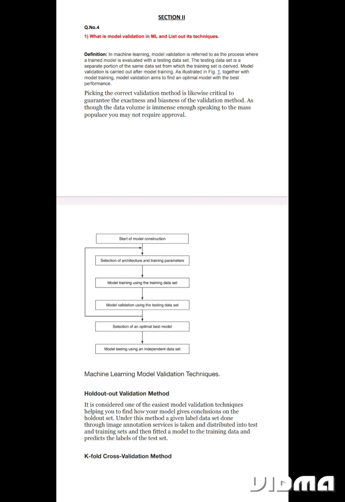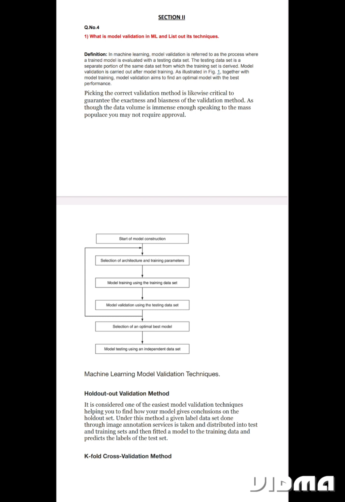Model validation aims to find an optimal model with the best performance. Picking the correct validation method is likewise critical to guarantee the exactness and bias of the validation method. If the data volume is immense enough, speaking to the mass populace, you may not require validation. Machine learning model validation techniques.